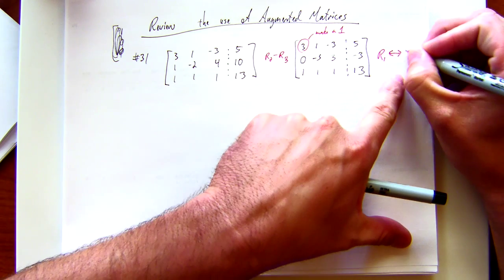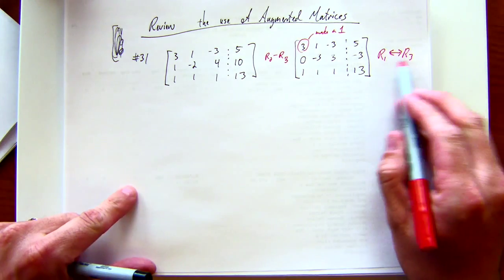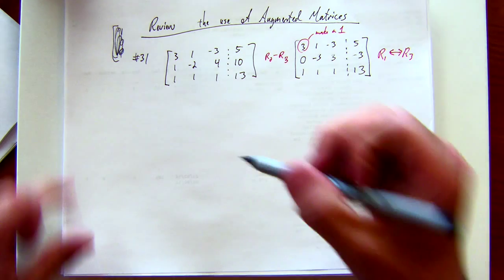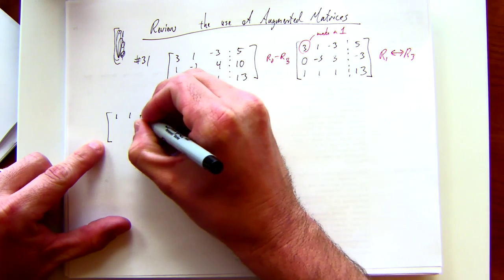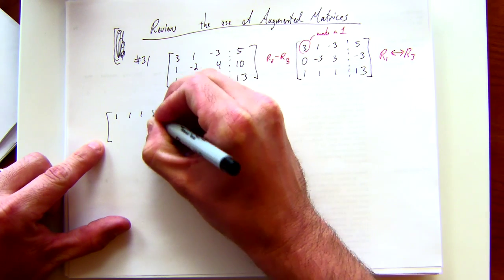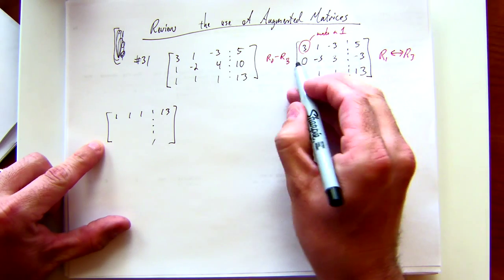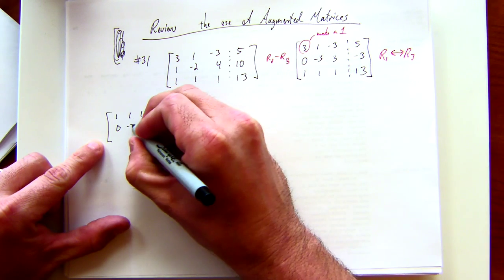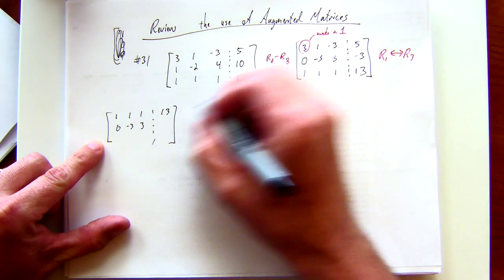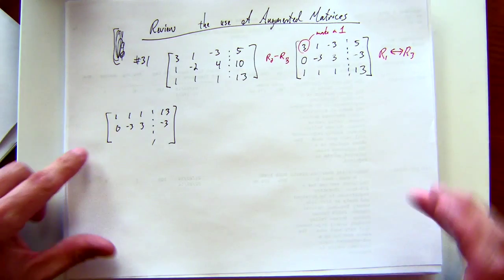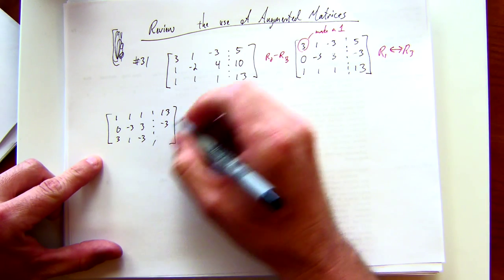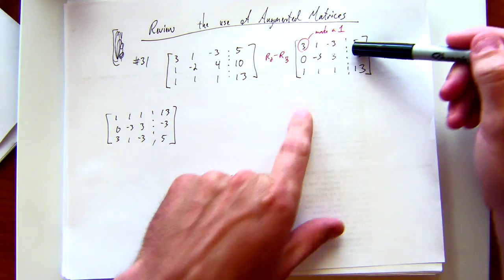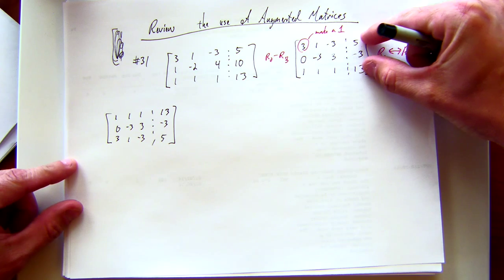Now the notation that you'll see in your book is you're just switching out row 1 and row 3. I'm just going to rewrite it down here. So this guy is now going to go up top: 1, 1, 1, 13. This guy's going to stay where it is: 0, negative 3, 3, negative 3. And this guy's going to come downstairs: 3, 1, negative 3, and 5. So all I did from here to here is switch my top row and my bottom row.